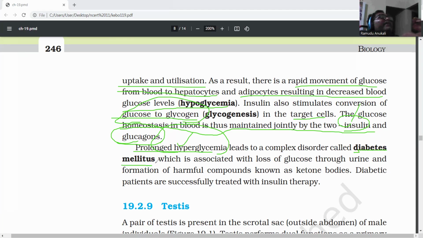Diabetes mellitus is associated with the loss of glucose through urine and the formation of harmful compounds known as ketone bodies. Diabetic patients are successfully treated with insulin therapy.